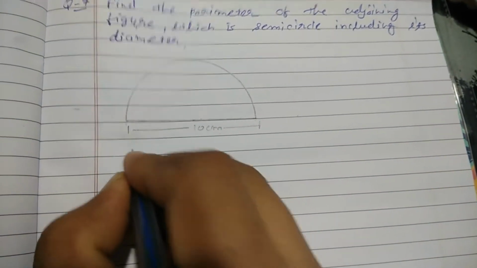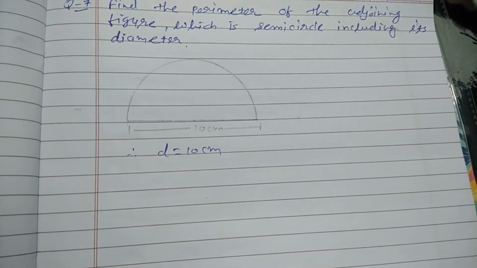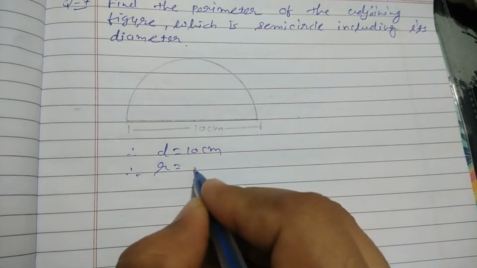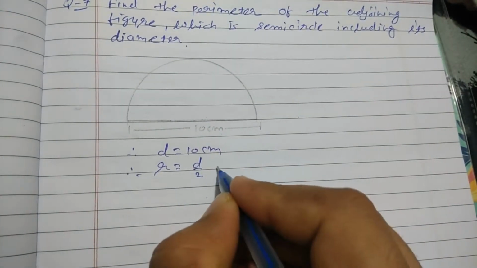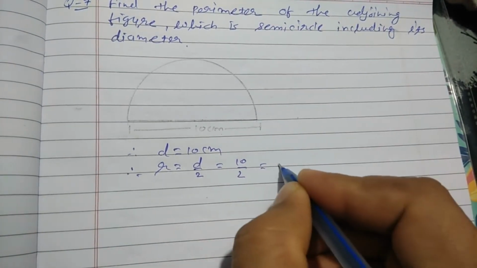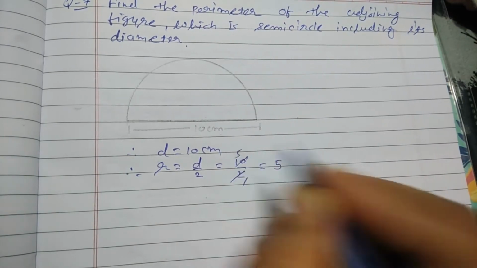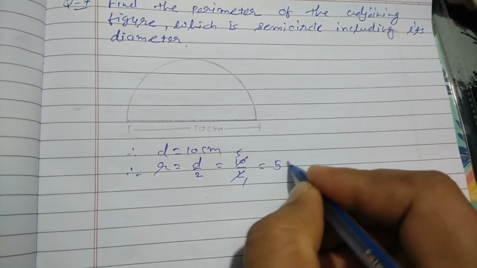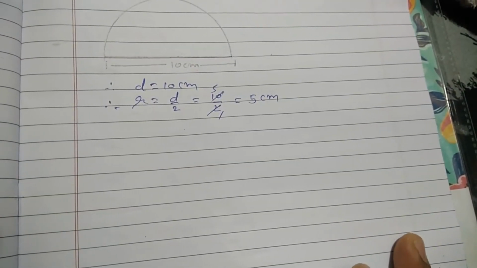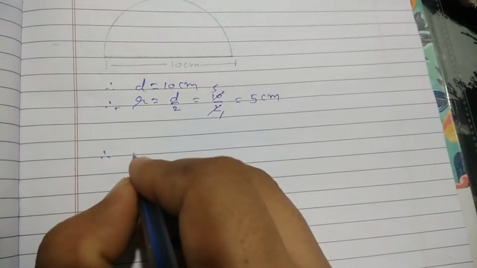So here what is given, the diameter is given, that is 10 centimeter. And therefore what will be our radius? That is diameter divided by 2, that is equal to 10 divided by 2, and that is equal to 5. 2 ones are 2, 2 5s are 10, so that's why 5 centimeter. Now we have to find the perimeter of this figure.